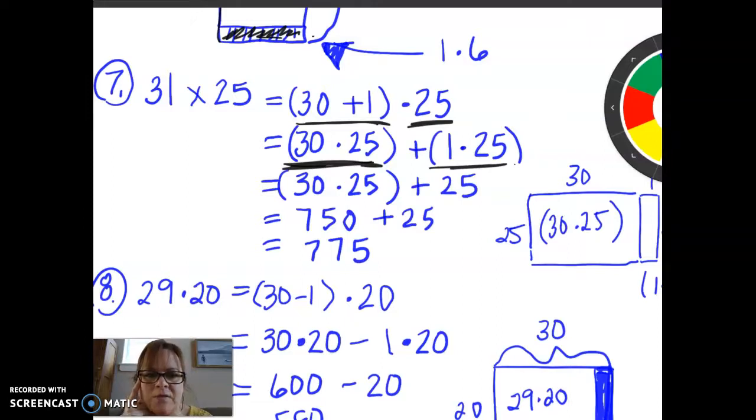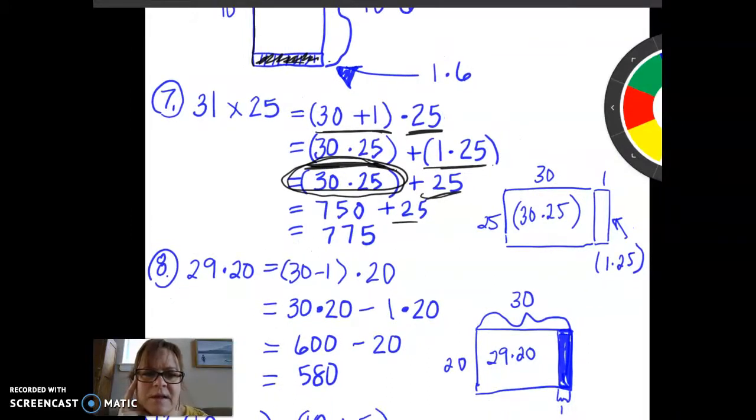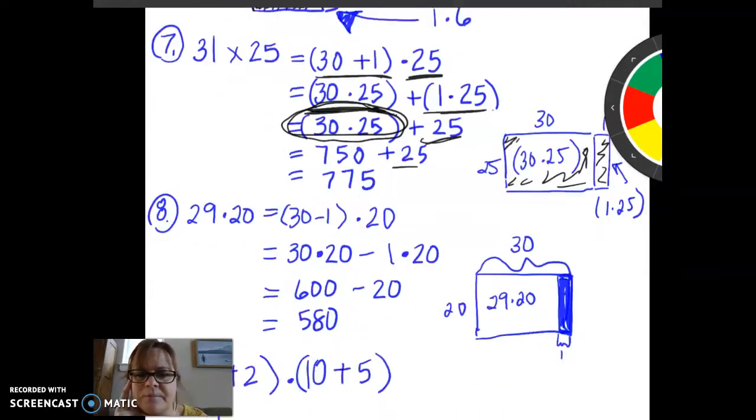Now, if we use the associative property, we can associate the 30 times 25, or sorry, not the associative property, we're still distributing. So 30 times 25 gives us 750, plus 25 gives us 775. I also made a rough illustration over here so we could see that this is our section here, 30 times 25, and this is our 1 times 25 section.